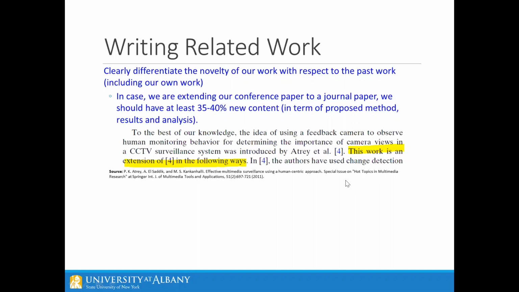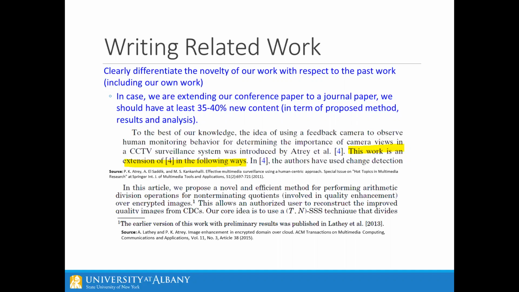Now you need to mention how this work is different or how it is extended from the previous work. So we have to be very explicit about it. Another example is as follows. Sometimes we can mention it like this: in this article we propose they did this, and then put a footnote here, and the footnote says the earlier version of this work with preliminary results was published in this. So that means now we are referring to our previous work.